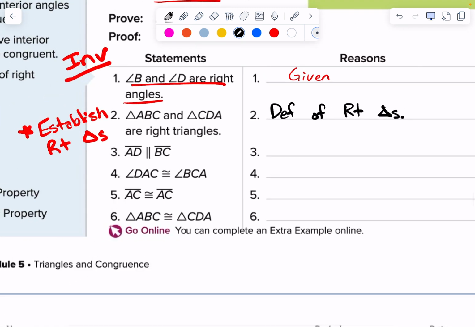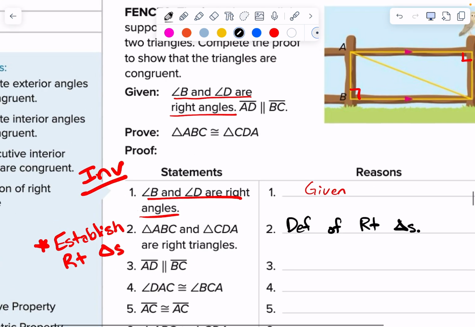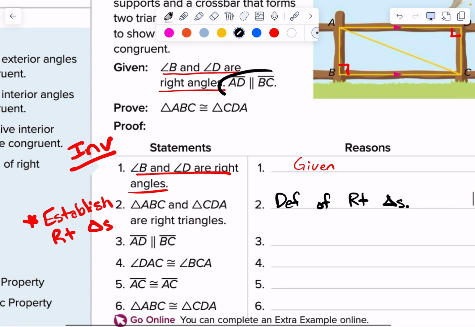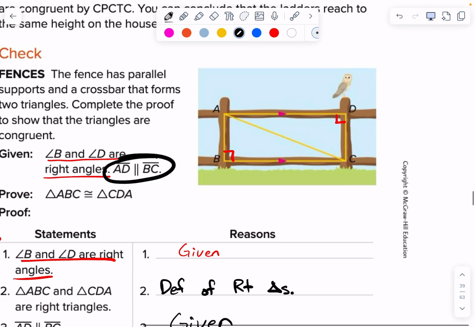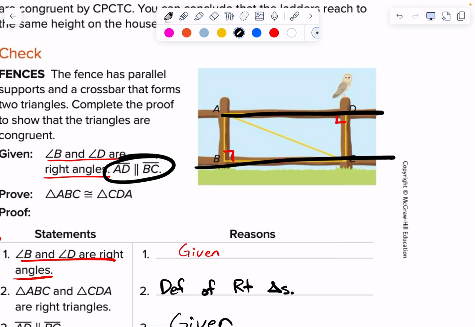Definition of right triangles. We have to establish that there's right triangles. All right, here we go. The second piece of given information is this one. That's written down in part 3. So what goes here? Given. Write that down. Okay? These two are parallel to each other. All right. This guy is called a what? Transversal. That guy's called a transversal.